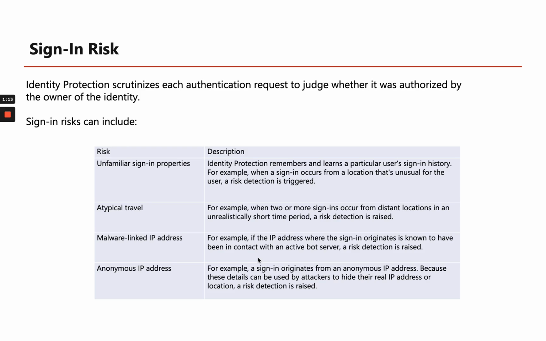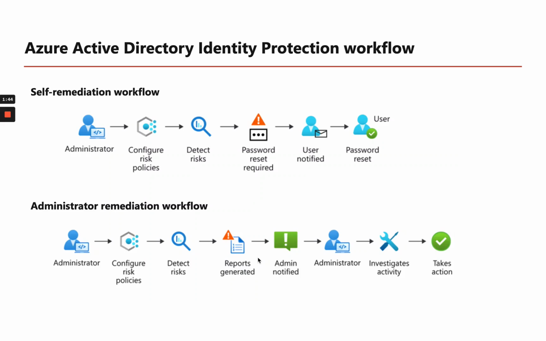So unfamiliar sign-in properties, like you're signing in and it doesn't really match your history. Maybe your browser is completely different, like you're now signing in with an automated browser. Seems like maybe there is some threat, then it will pick up on that. Atypical travel is like, I'm in New York, then I'm suddenly in Dallas within a few seconds, and that seems unnatural, so it will be flagged as atypical travel, and so on and so forth. But the point is that you get this into the system. So what do you do with that, right?